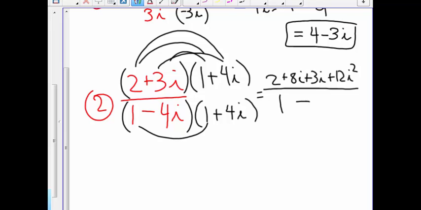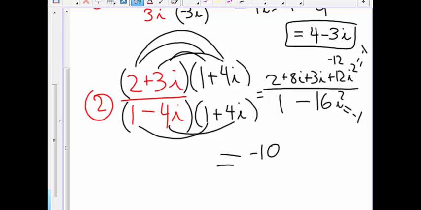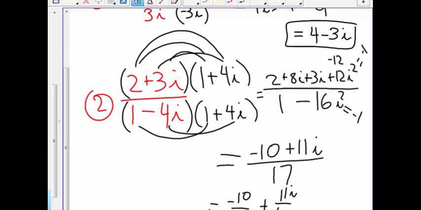We combine this. Now remember, when we make conjugates, really we don't have to do the box method. It's first times last times last. So we can kind of avoid the box method there if we remember what a conjugate is. So we can simplify this. So we have to make that a -12, and in the denominator that becomes a +16. So 2 minus 12 is -10, and then we've got 8i plus 3i is 11i, and well, 1 plus 16 is 17. And we need to break this apart. So we have -10 over 17 plus 11i over 17.